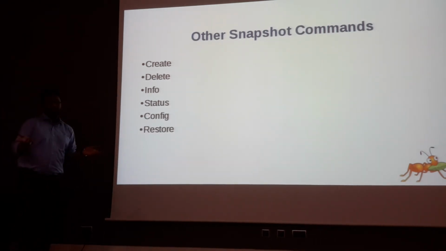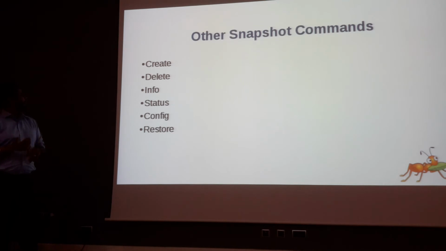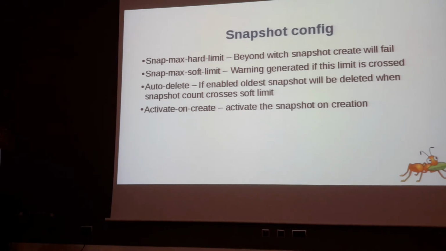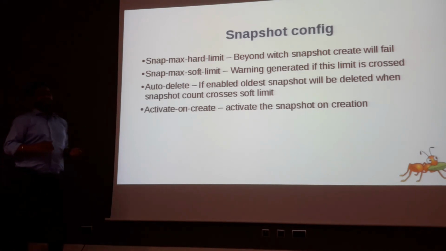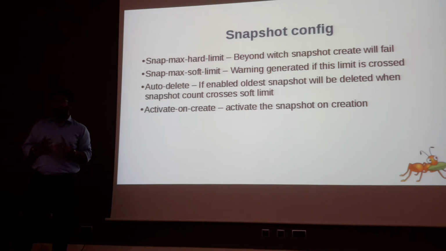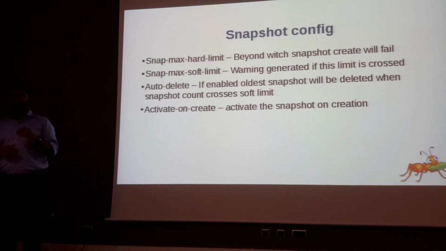So apart from that, generally we have other commands like create a snapshot, delete, info, status, configure and restore. So it does the basic snapshot functionality. So I'd just like to highlight a few of the configurations which we provide. So we have something called a hard limit. So we can set a volume or a global limit which says that once this limit is reached, no more snapshots can be taken. So that's a hard limit.